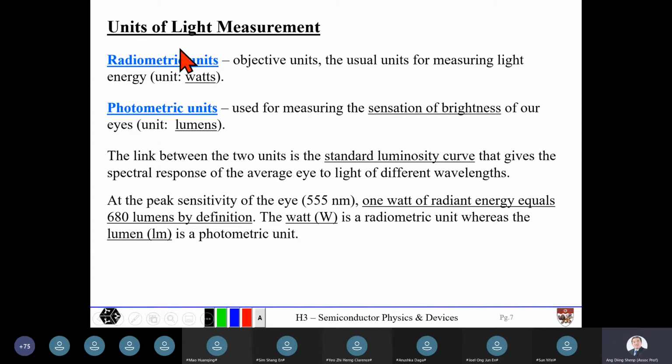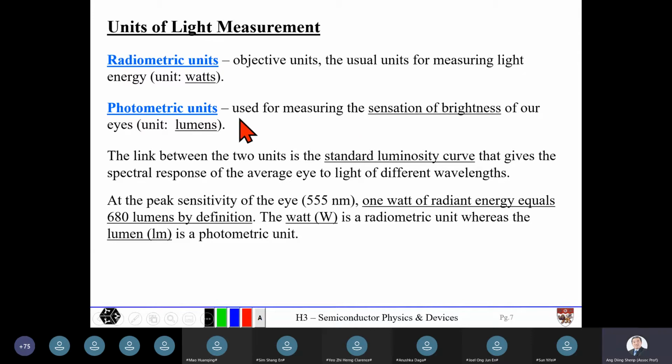A good example of a radiometric unit is watts, or joule per second. Another example would be intensity. Intensity is another example of a radiometric unit. Intensity would be watt per unit area. Now, the other category is the photometric unit.